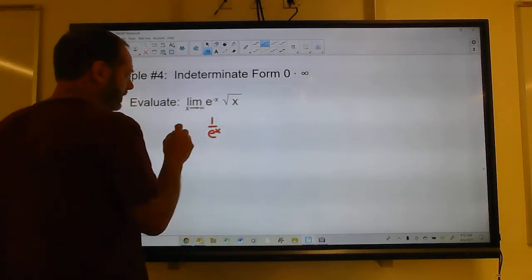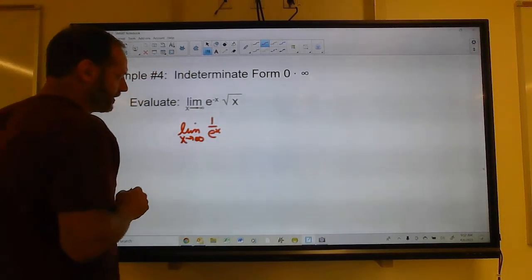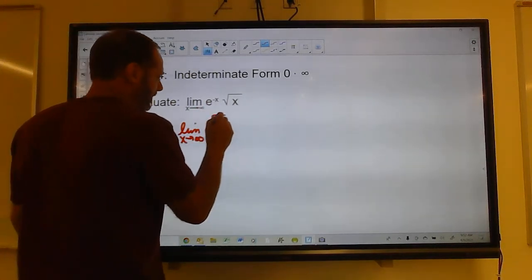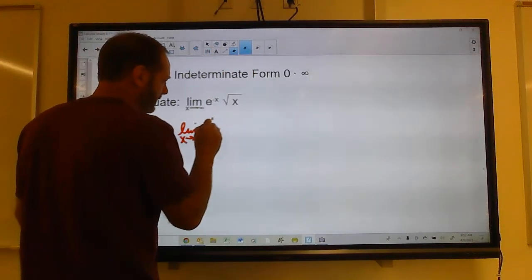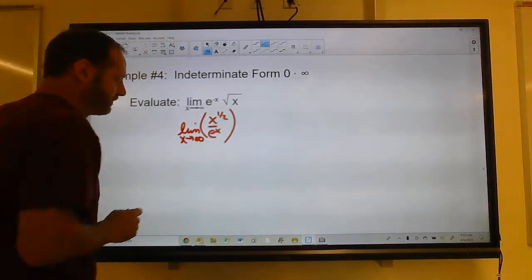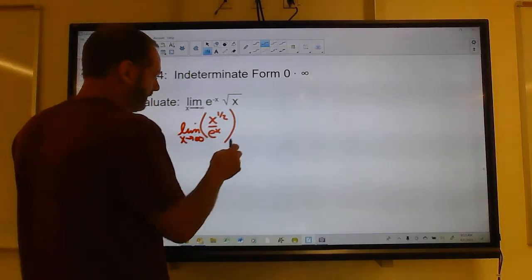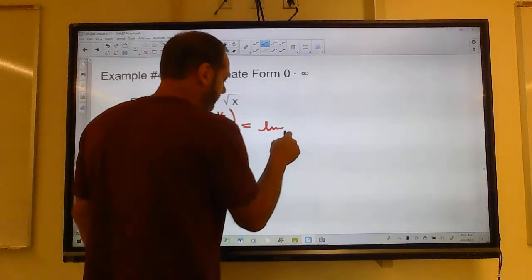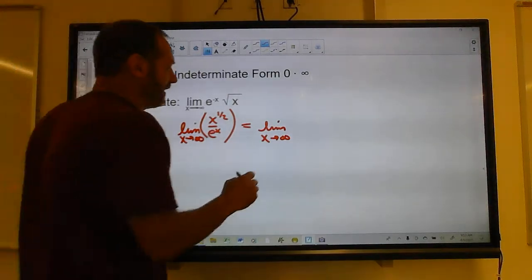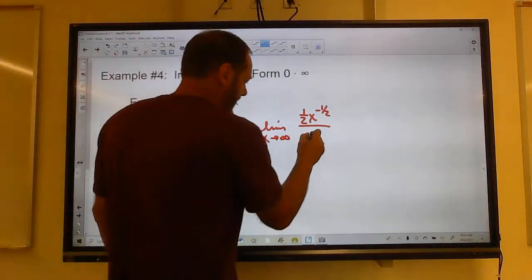So let's see. Let's rewrite this as the limit as x goes to infinity of, we'll put the square root of x right here. Actually, let's call it x to the 1/2. So that's that right there. Okay, now if I take the derivative, because again, I can't do this, let's take the derivative of the top. So that'd be 1/2 x to the negative 1/2. And the bottom would just be e to the x.